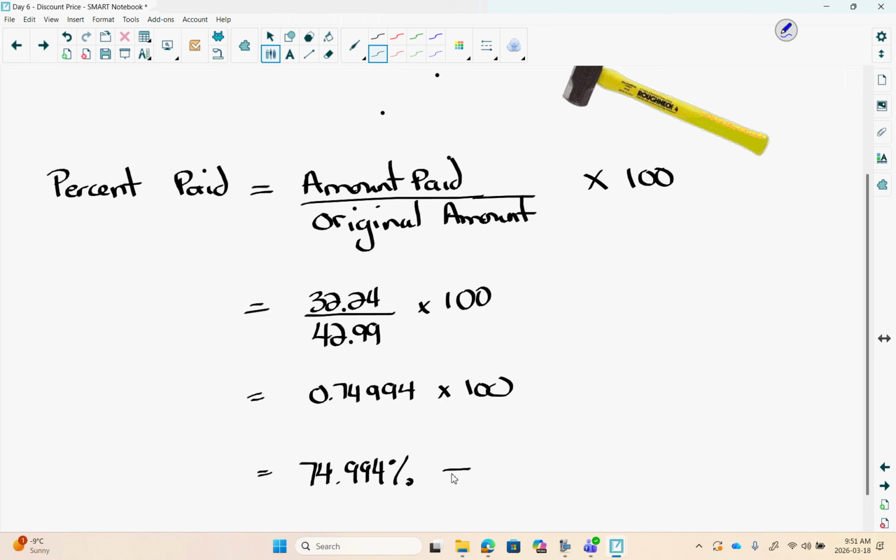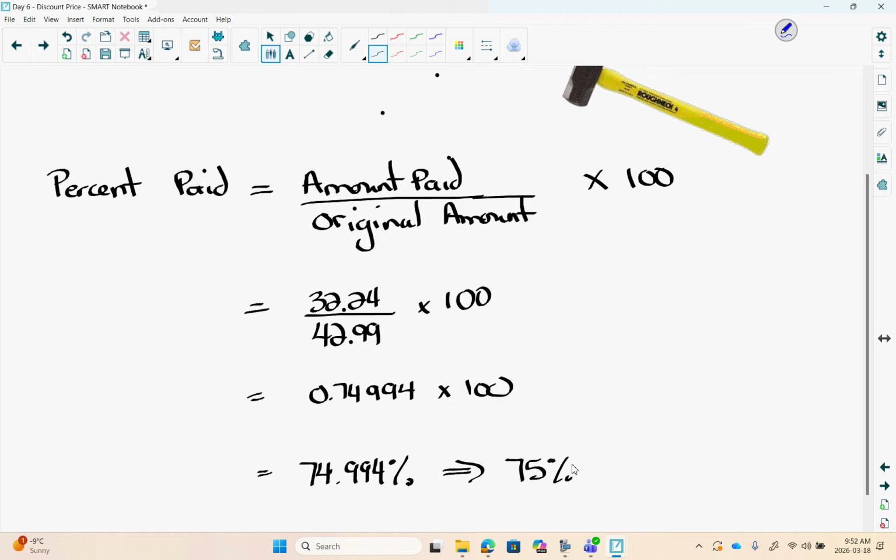$74.994%. What would you call that? $75%. All right, $50 follow-up. If you paid 75%, what did you save? 25%. It's a pretty good deal, isn't it? Okay.